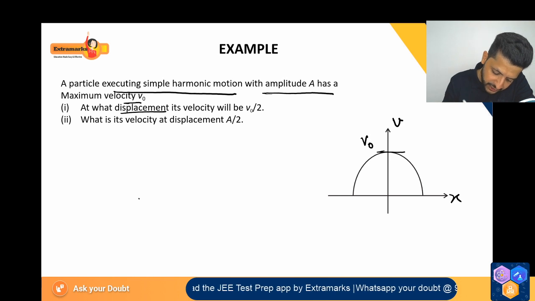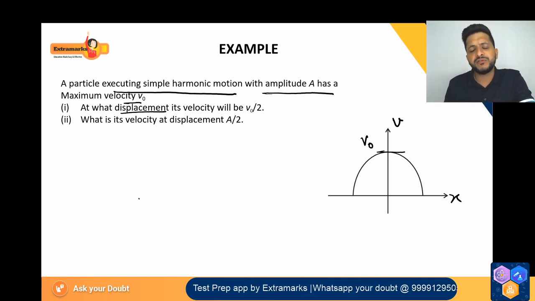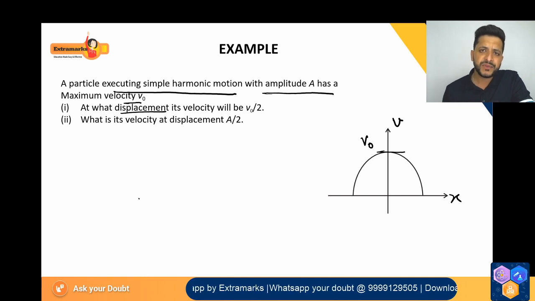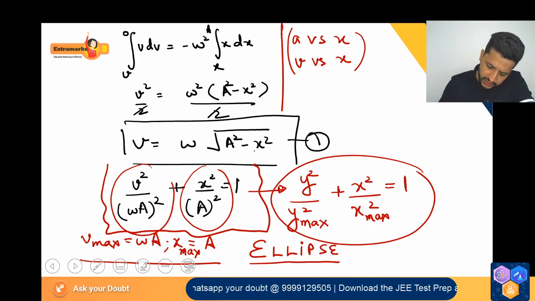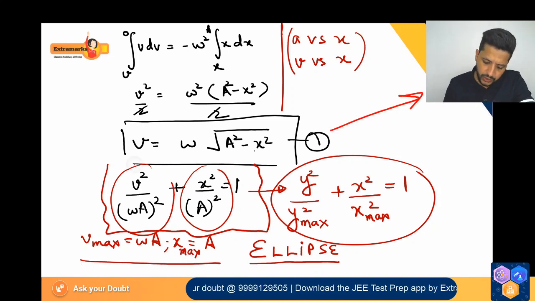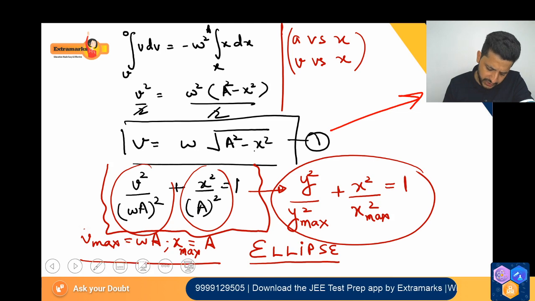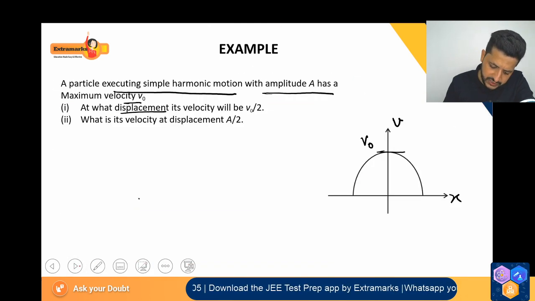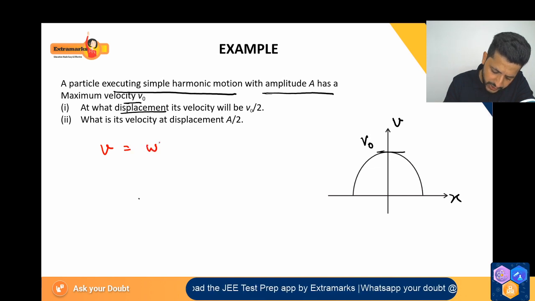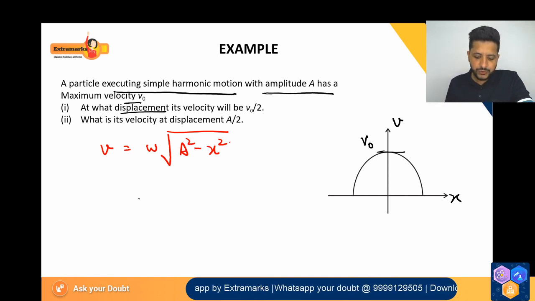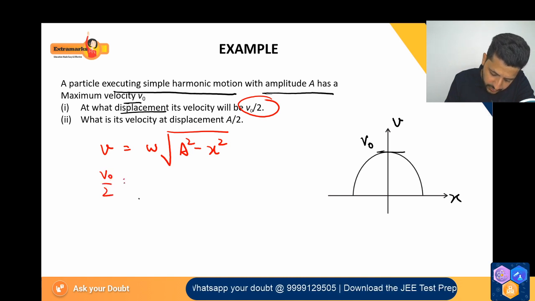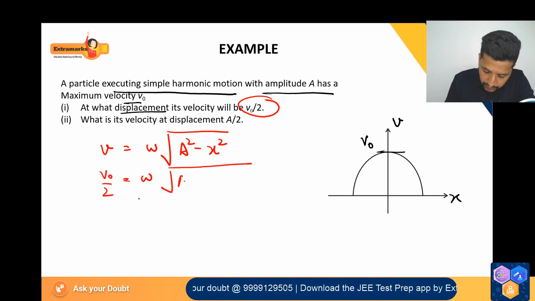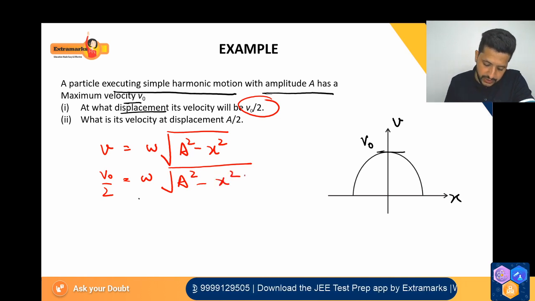So at what displacement will its velocity be V0 by 2? Displacement and velocity, do you have any expression between them? Yes sir, we know the ellipse is there. But before the ellipse also we had derived one expression. What was that expression? Equation 1: V equals omega root of A square minus x square. At what displacement is its velocity V0 by 2? So if I put velocity as V0 by 2, it equals omega root of A square minus x square.